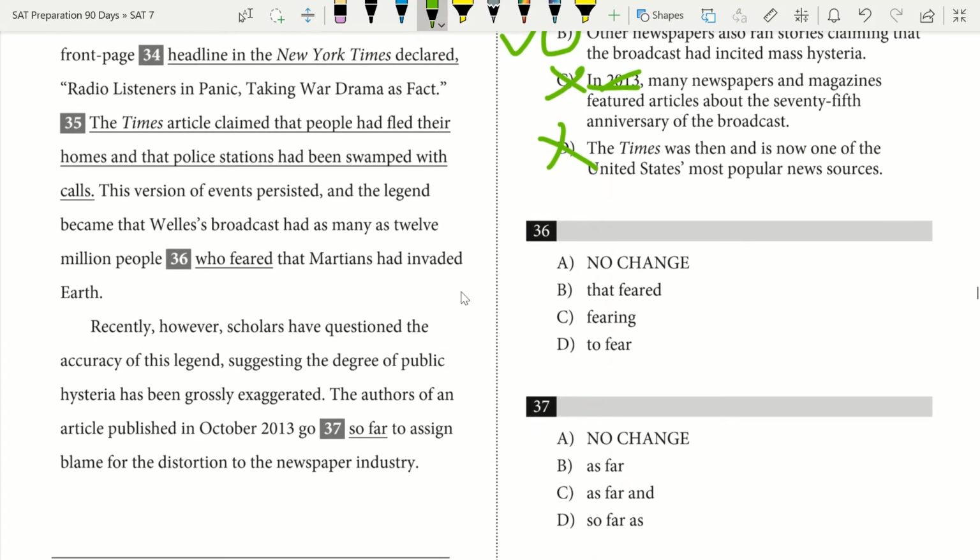Okay, now we've got 36. We have "the version of the events persisted and the legend became that Wells' broadcasts had as many as 12 million people fearing." Okay, we want to use the correct tense here. This is obviously a tense question. "Had as many as 12 million people fearing that Martians had invaded Earth." The correct answer there should be C. That's just checking on tense.